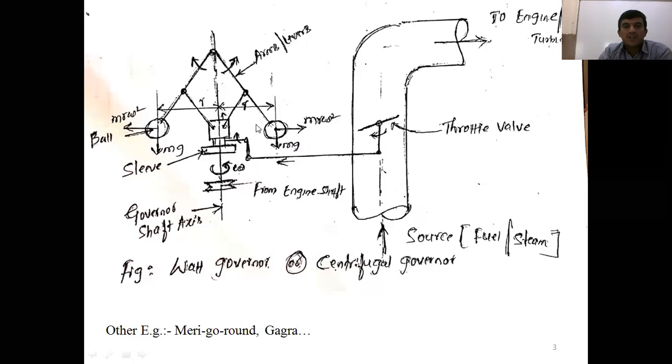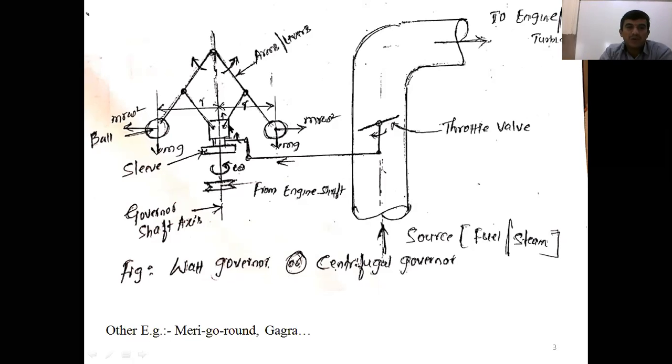Now, due to the mass of the governor ball, what happens? A force is generated radially outward. What type of force is generated here? Centrifugal force, generated radially outward. Due to this radially outward centrifugal force, the levers move radially outward, which means the levers move upward. Due to rotation, the lever moves upward.